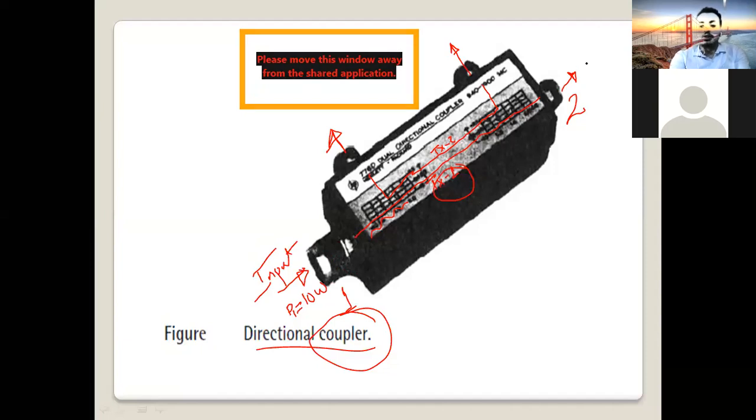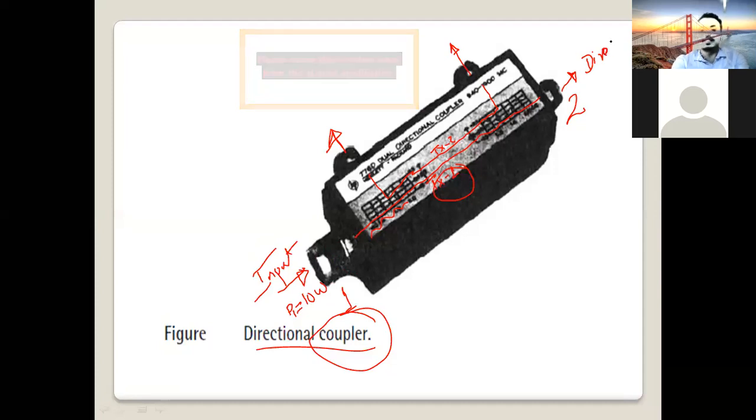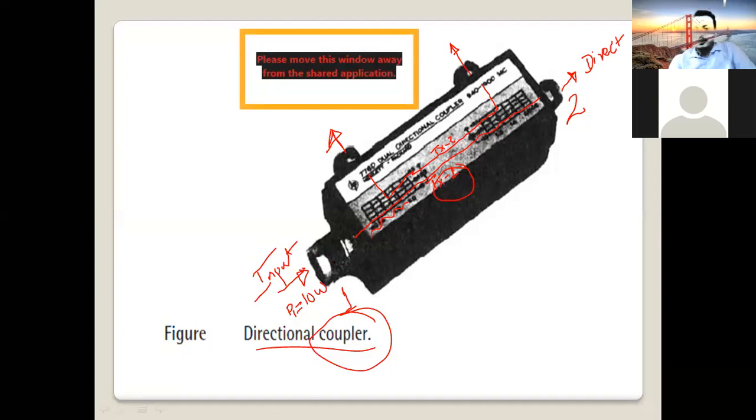Port number 2, P2, is called the direct port. So P1 is a 10-watt signal applied to port 1. When you say port, we connect our transmission line, the coaxial cable, here. So at port 2, we have a signal, right? A signal which is transmitted directly from input to output through the first transmission line, TX1.